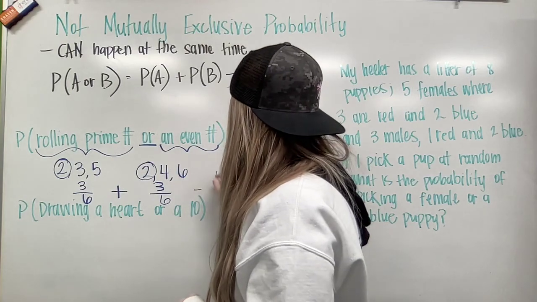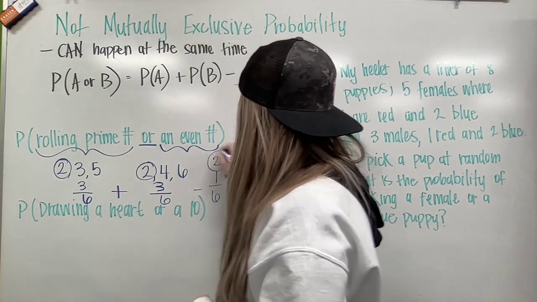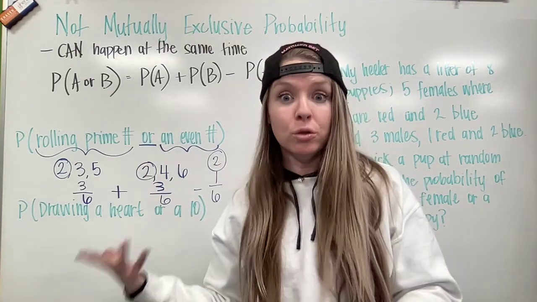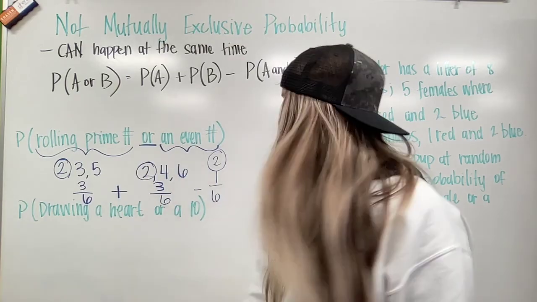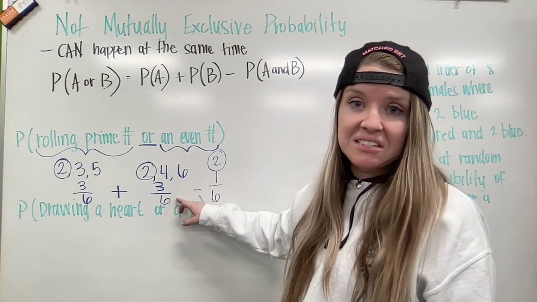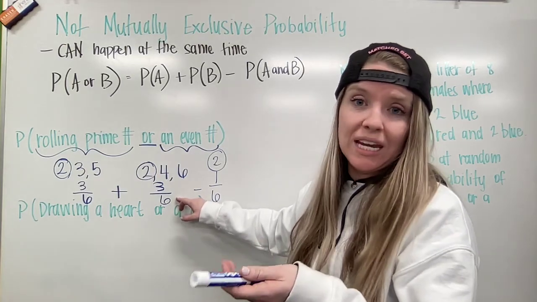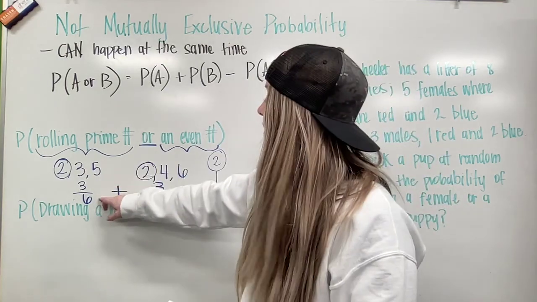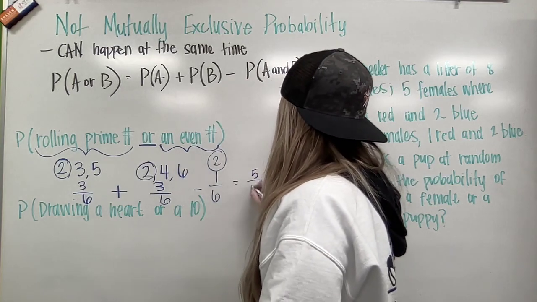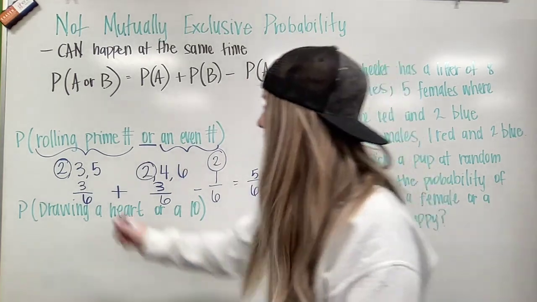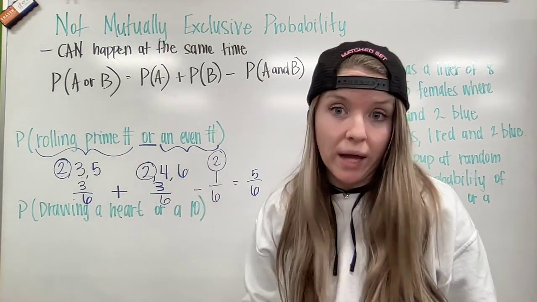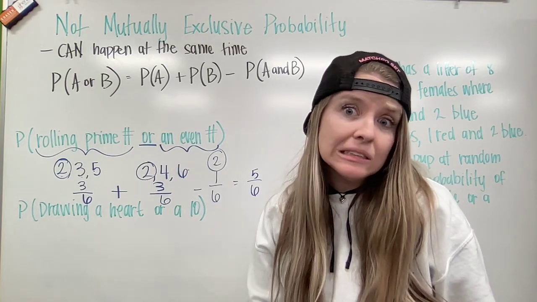So I have to come in and subtract one of those 2's because I counted it twice. I can't do that. I can't get 2 twice. It only exists once, right? So I get 3 out of 6 plus 3 out of 6, which is 6 out of 6. That doesn't make sense, because we're not getting a 1. So then we have 3 plus 3 is 6, minus 1. This is a 5 out of 6 chance. Because if you look at it, we can get 2, 3, 4, 5, and 6. We're just missing the 1. Does that make sense? I hope so.